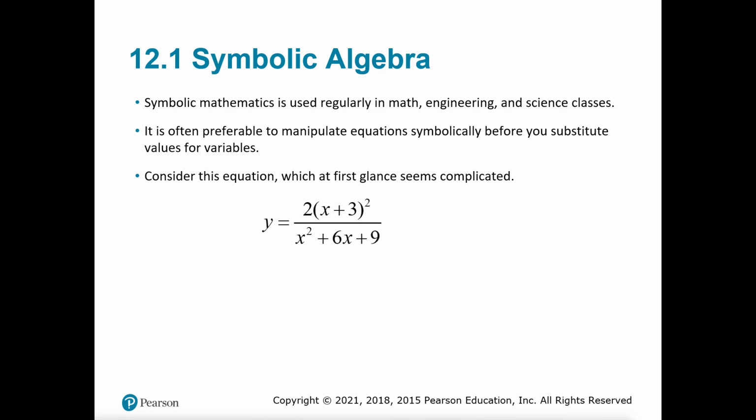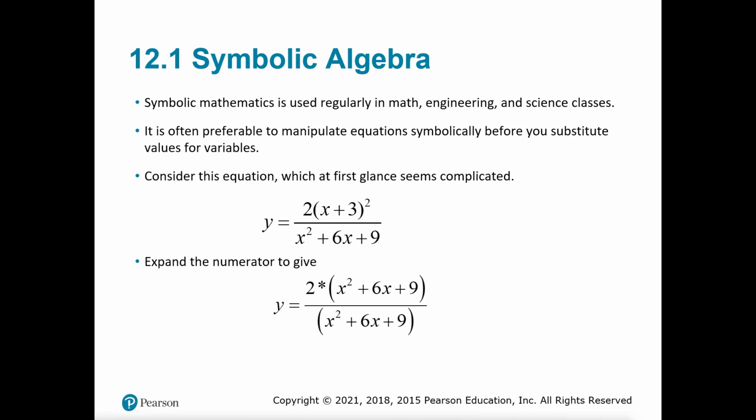Okay, so consider this equation. At first glance, it looks complicated: 2 times (x plus 3) squared, divided by x squared plus 6x plus 9. However, if you remove the exponent, you notice that, oh wow, the top is the same as the bottom, only multiplied by 2. So it boils down to 2, right? And that's the answer, right?